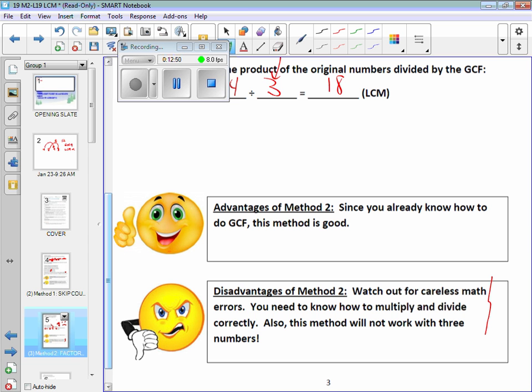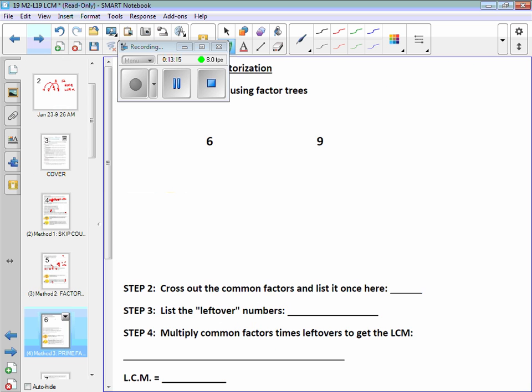The other disadvantage, not major, minor, is that method 2 won't work when you're trying to find the LCM of 3 numbers, which sometimes you have to do. So if I give you 8, 10, and 15, I've got to find the smallest number that all 3 can go into, you can't use method 2. So let me show you method 3, which will work for 3 numbers.